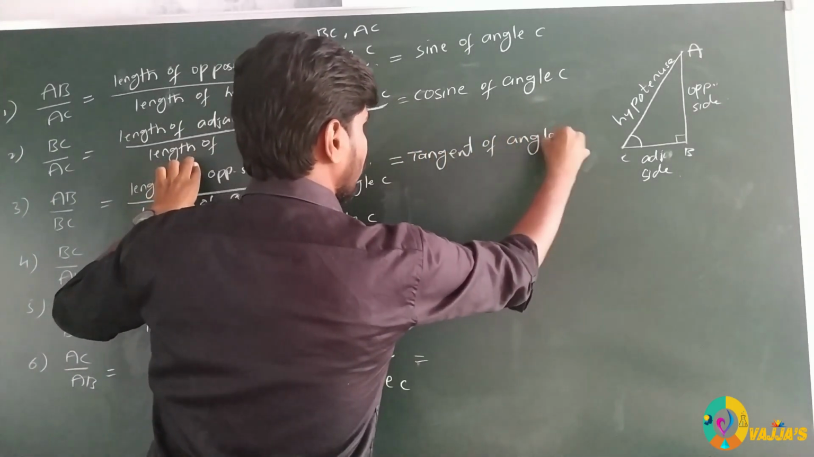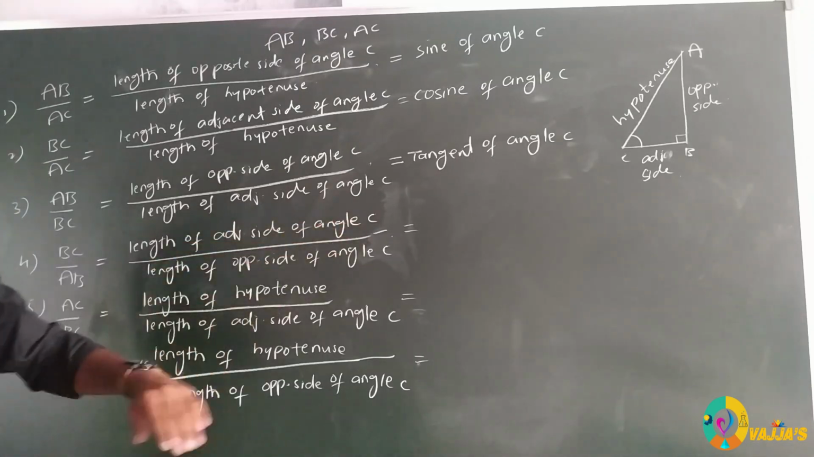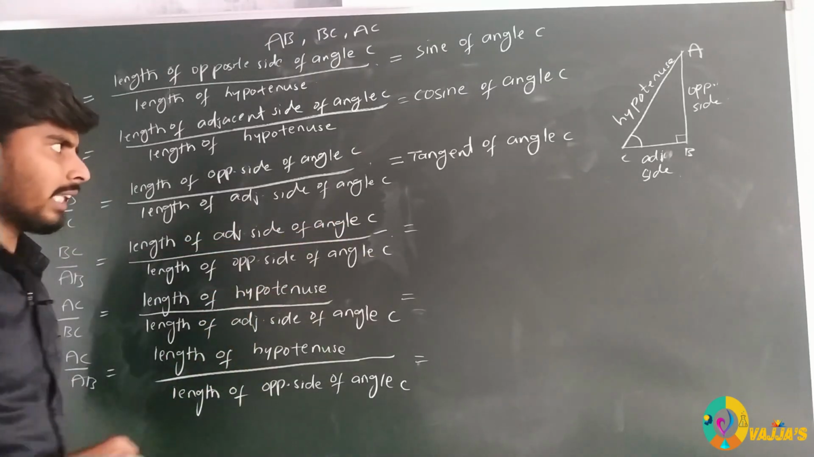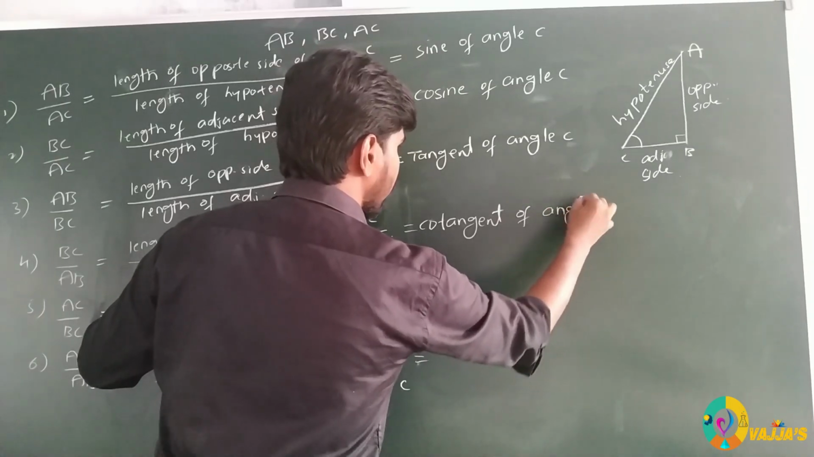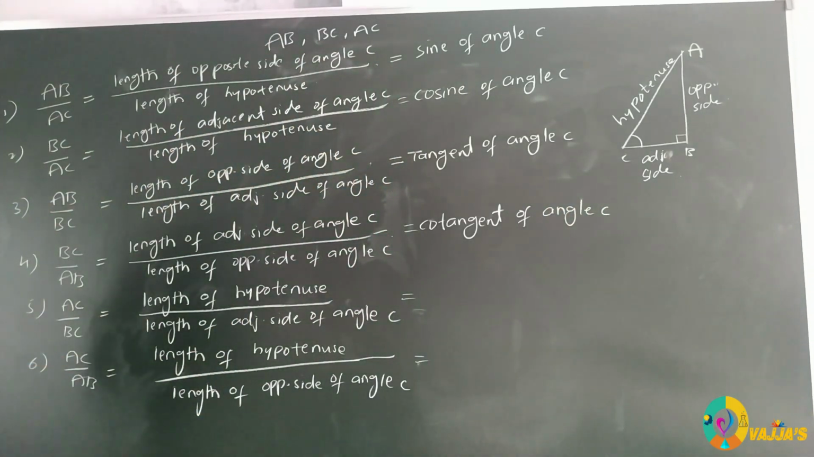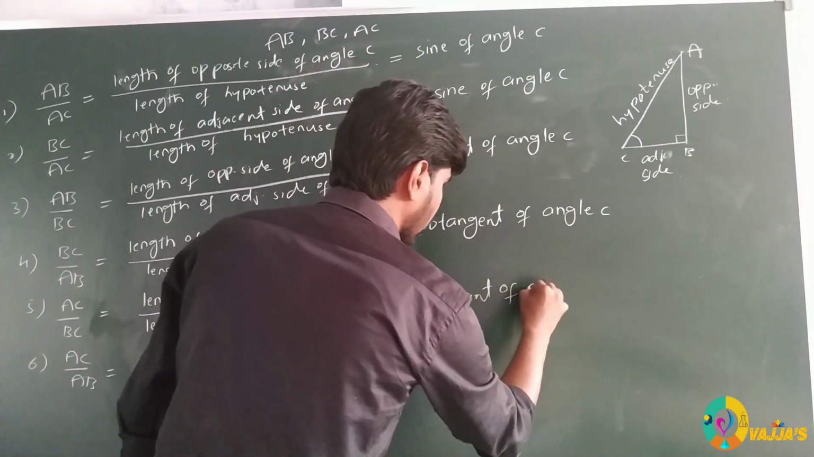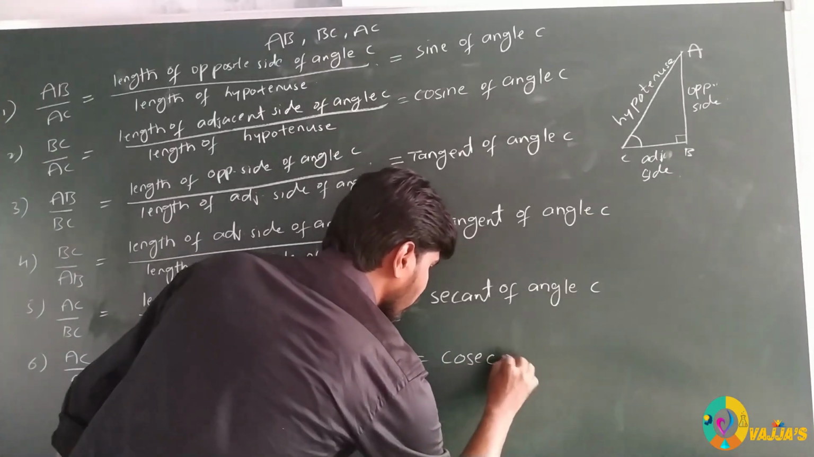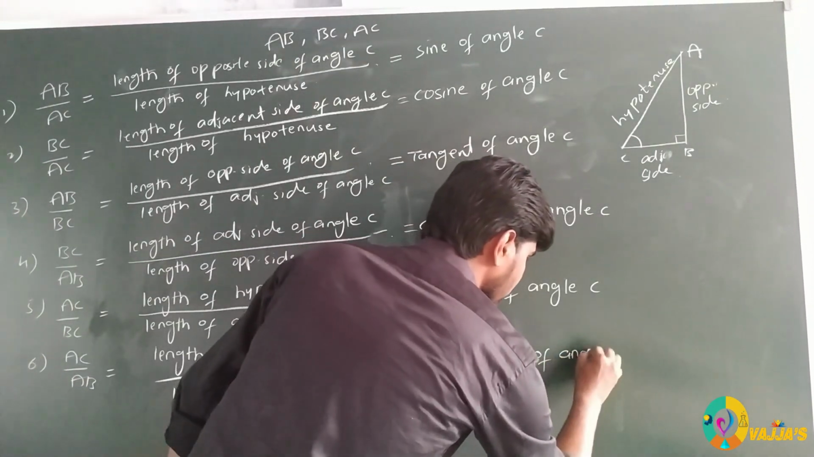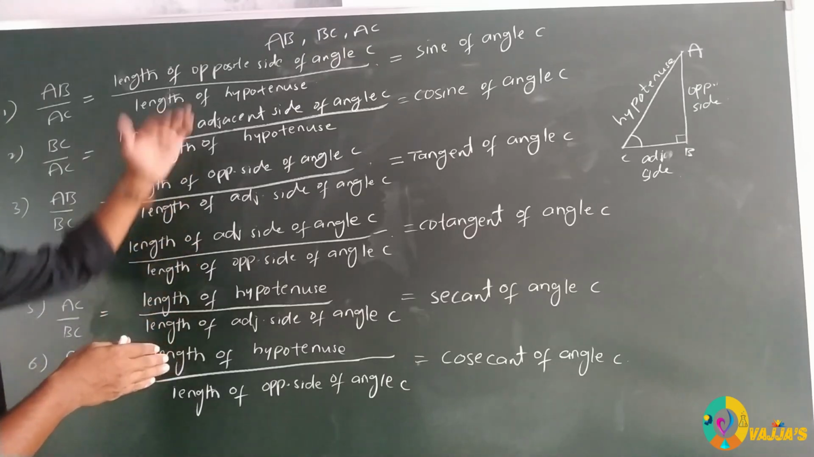And next ratio, tangent of angle C. Coming to the fourth, BC by AB, nothing but the length of the adjacent side of angle C by the length of the opposite side of angle C, nothing but cotangent of angle C. Coming to the fifth, the length of hypotenuse by the length of the adjacent side of angle C, I am giving a name here, secant of angle C. And the last one, cosecant of angle C. So here finally we made a relation between the sides and angle C.